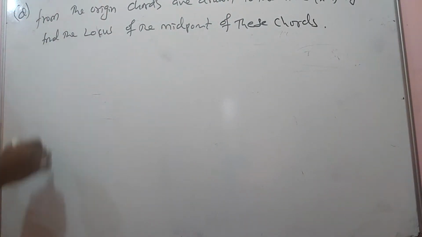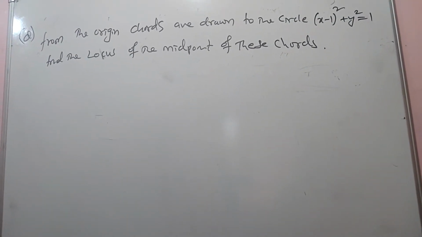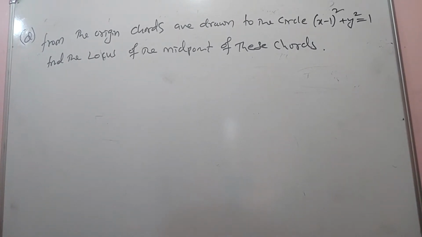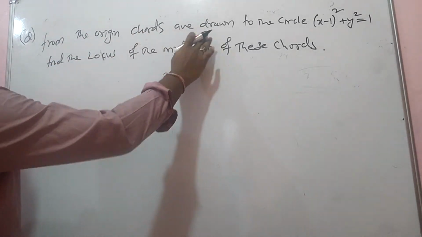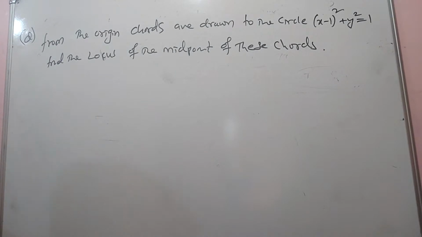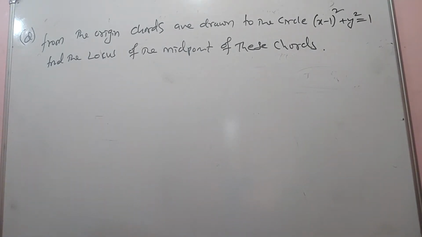I'll make you understand now. The question says that from the origin, chords are drawn to the circle (x minus 1) whole square plus y square is equal to 1. Find the locus of the midpoint of these chords. That is the question. You have to find this. Is it clear? Now let me explain how to deal with this problem.